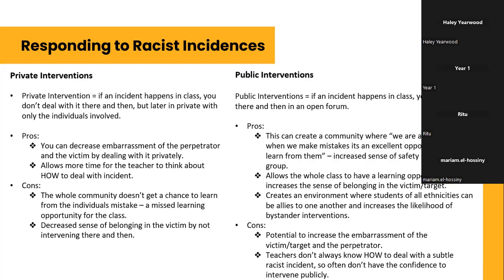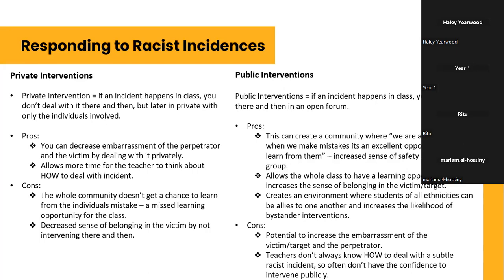And with a public intervention, so this is an incident happening in class or on the playground, for example, and you deal with it then and there in an open forum. The pros of this: it can create a community where we're all learning when we make mistakes, and it's a great opportunity to learn from them. This increases the sense of safety amongst the group. It can also allow the whole class to have a learning opportunity and increase a sense of belonging in the victim or target as well. It creates an environment where students of all ethnicities can be allies to one another, and increases the likelihood of bystander interventions.